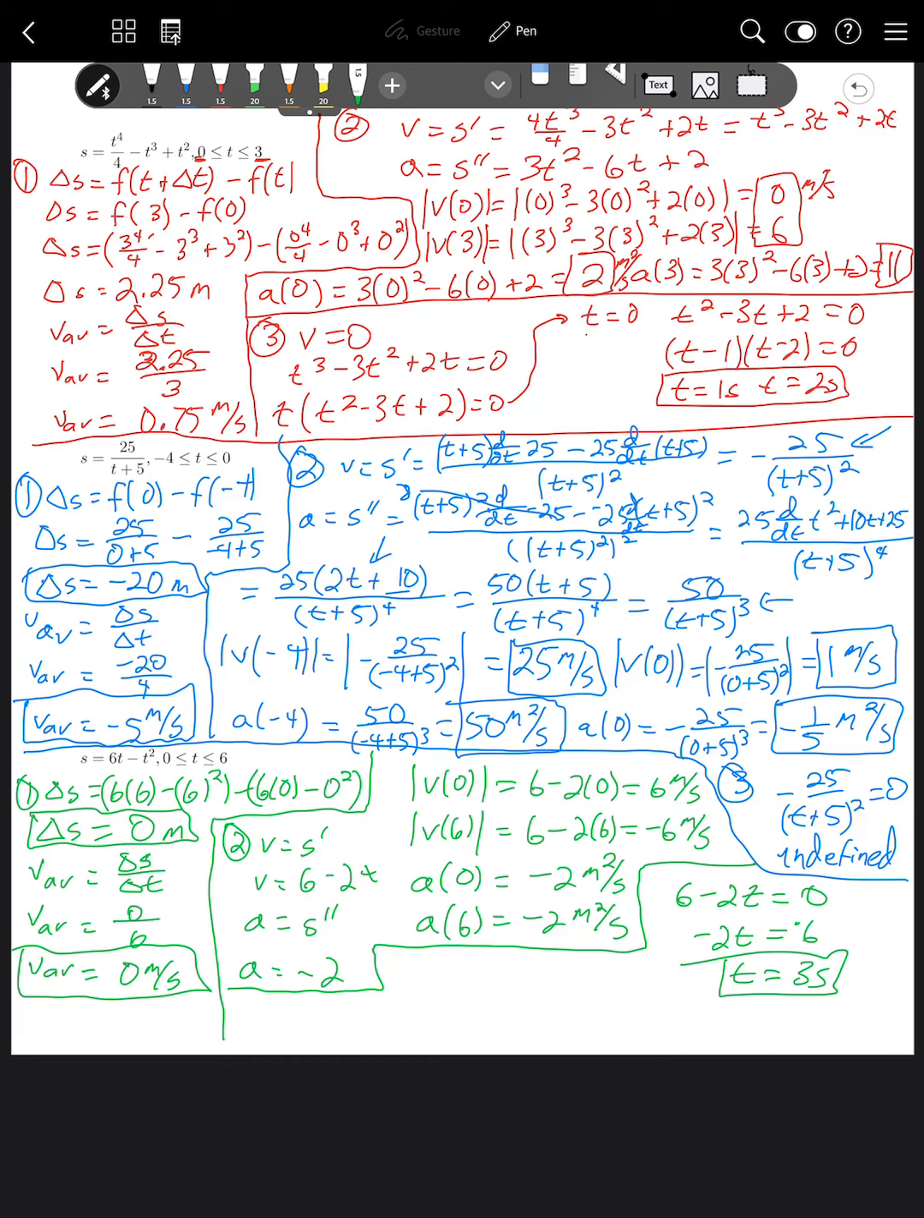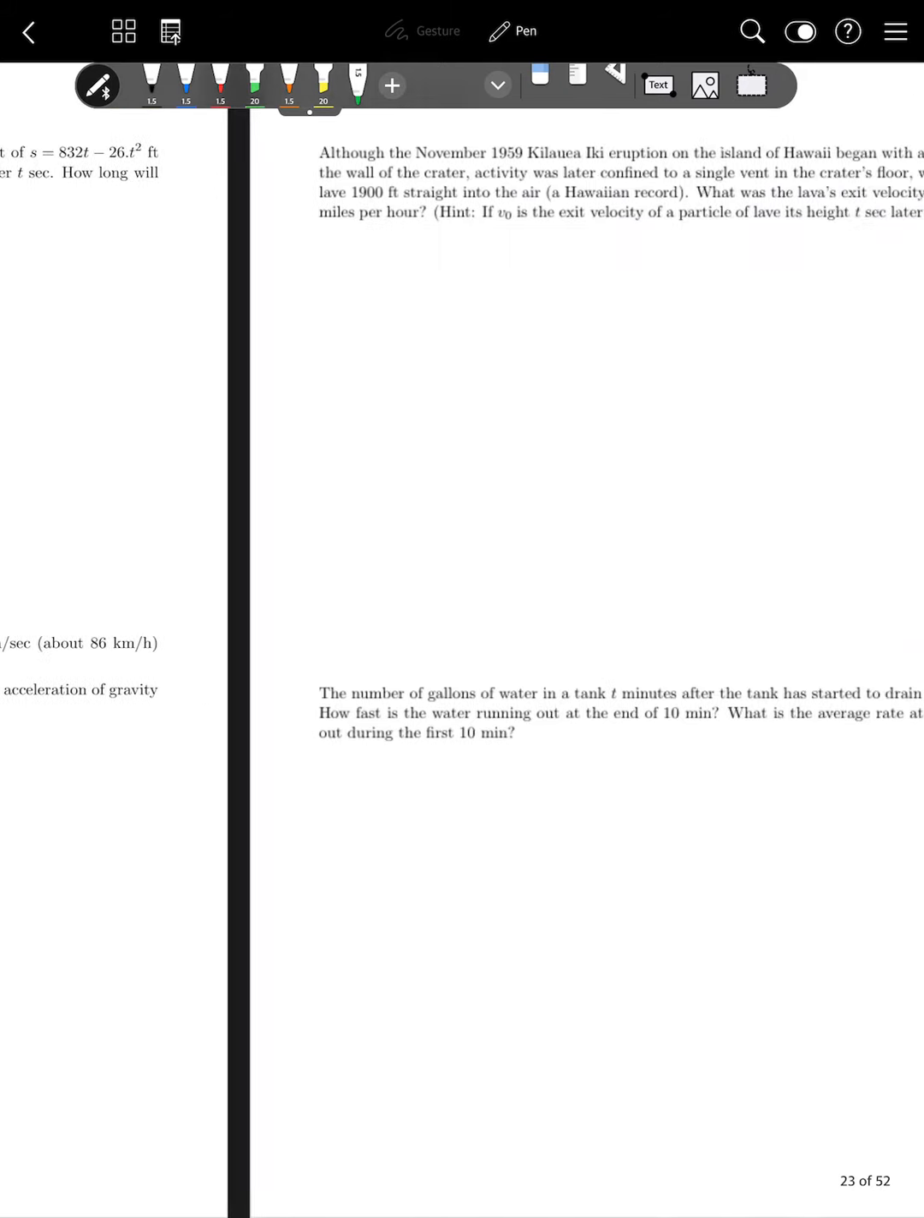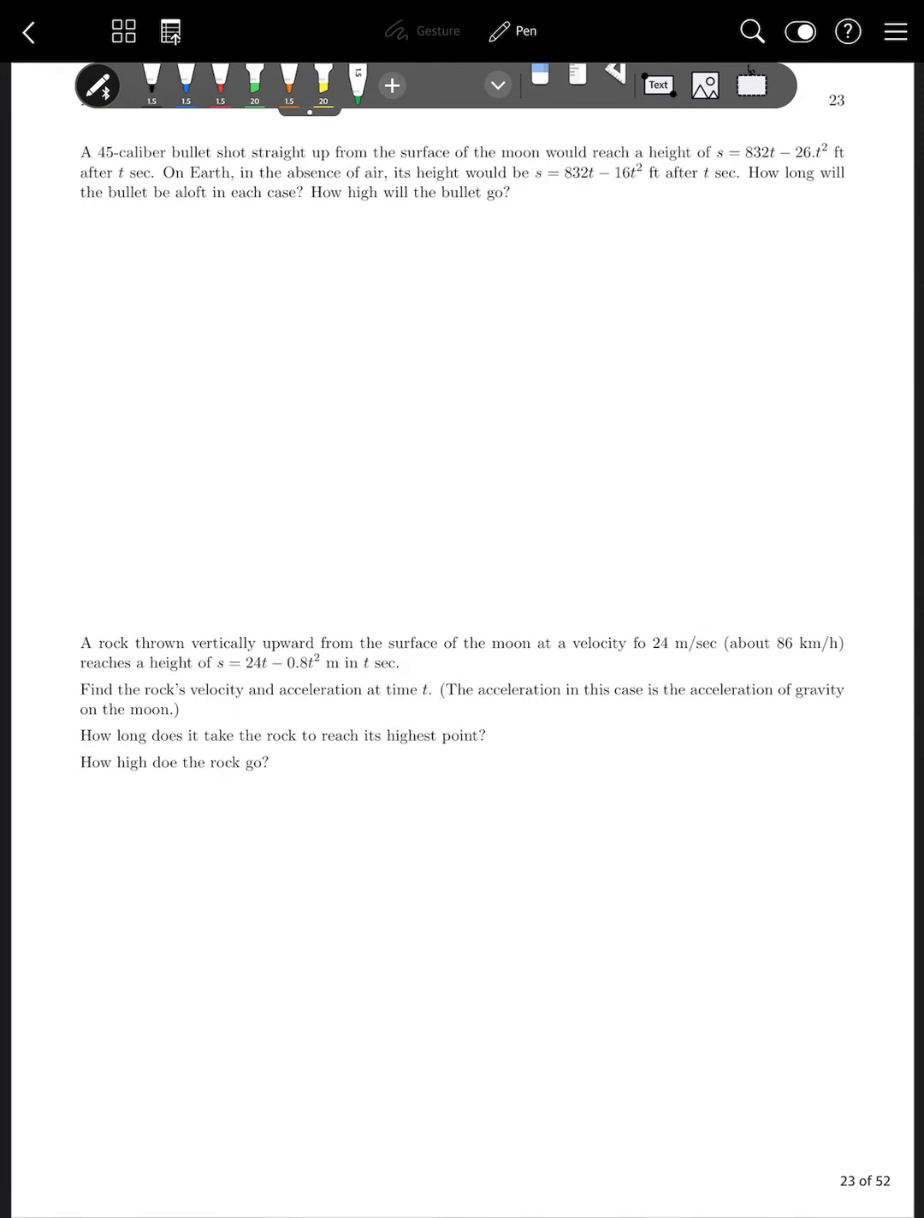Okay. And that's the idea. So that's how we're using these derivatives in these problems. So now, let's take this a little further and let's look at some more explicit application problems.